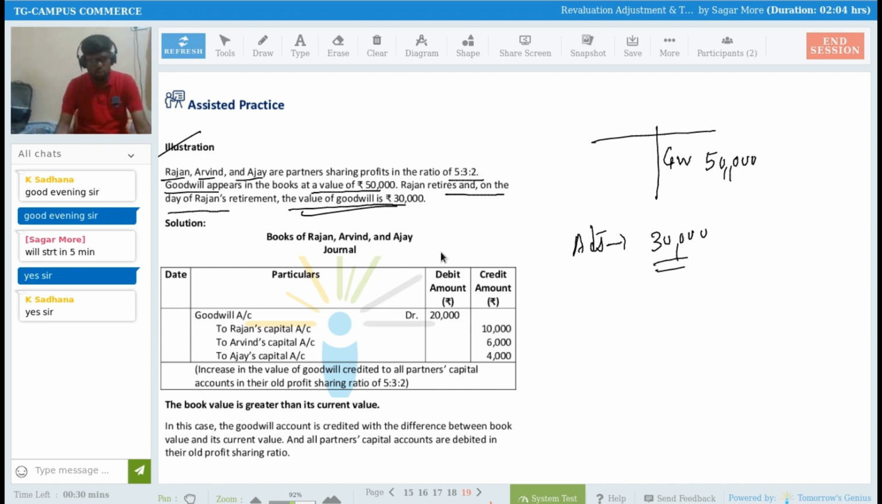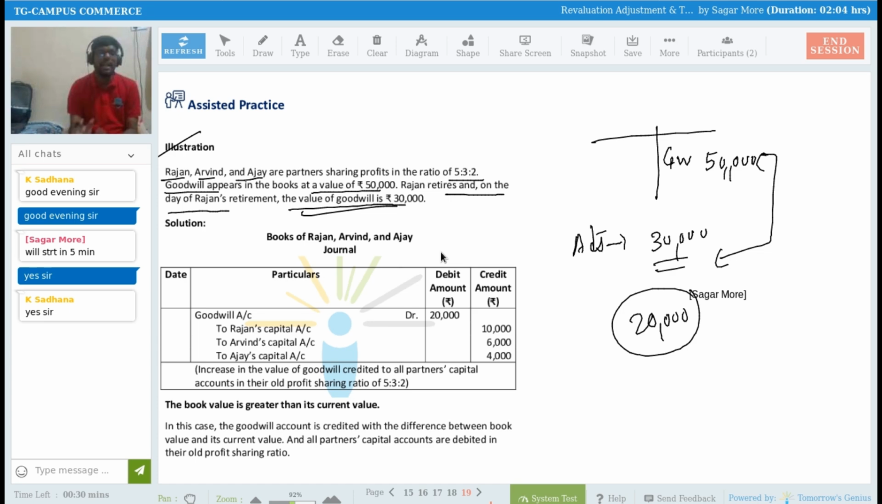So what to do? Here we have to see the difference between the goodwill amounts. How much is the difference between the goodwill amounts? The difference of goodwill is 20,000 rupees. And this 20,000 rupees of goodwill we now have to adjust among the partners' capital accounts. See, goodwill account 20,000 rupees, right? To Rajan's capital, Arvind's capital, Ajay's capital 10,000, 6,000, 4,000. And we do this as per their old profit sharing ratio.